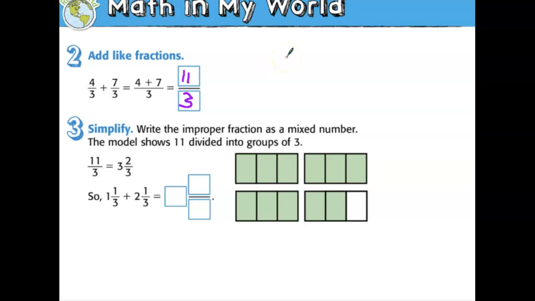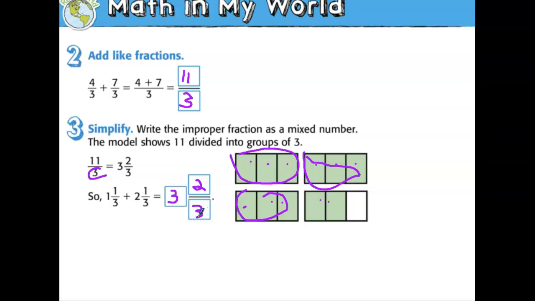Now, it's an improper fraction. All we have to do is then switch it back to a mixed number. So 11/3, if you have 11 pieces, 1, 2, 3, 4, 5, 6, 7, 8, 9, 10, 11. And we know 3 pieces make up a whole. So this is 1 whole, this is 1 whole, this is a whole. So I have 3 wholes, and I have 2 pieces on this next one out of 3 of the whole.